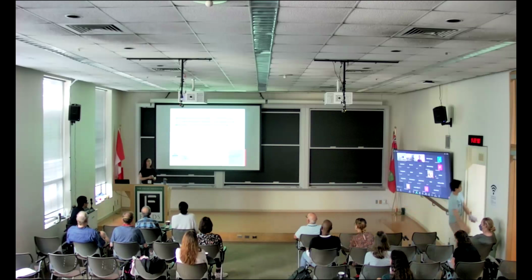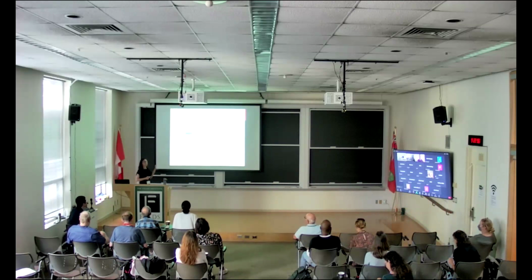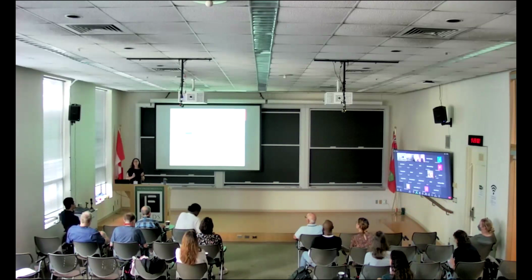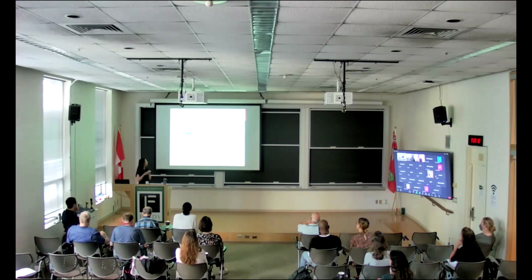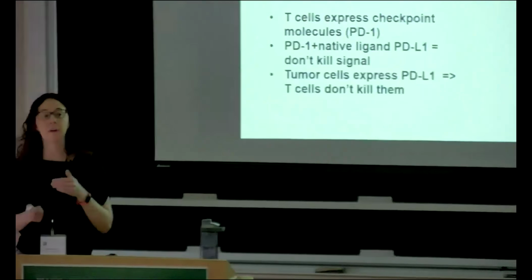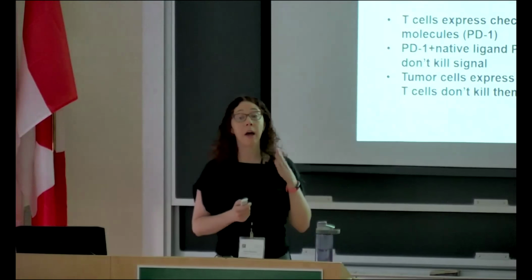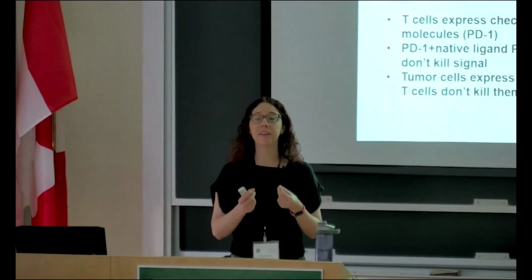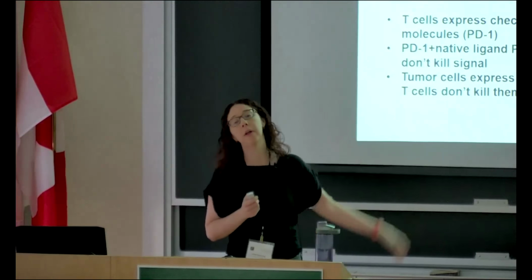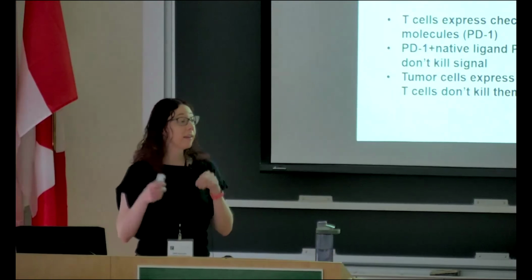So this talk is going to be about resistance to immune checkpoint inhibitors. We've heard about these on and off throughout the meeting, but I did want to start with a primer of what checkpoint inhibition actually is. T cells, a type of immune cell, express these checkpoint molecules like PD-1. When PD-1 binds to its native ligand, PD-L1, it says the don't kill signal to the immune system, telling the immune system to tolerate the presence of that cell. The problem is that tumor cells express these PD-L1 ligands, therefore T cells often will not kill them. So what immune checkpoint inhibitors do is come in and disrupt this native signaling, either by binding to PD-1 or binding to the ligand.